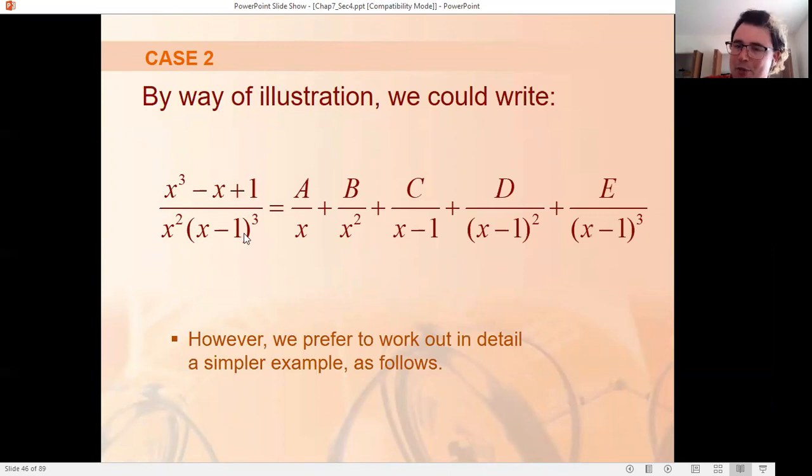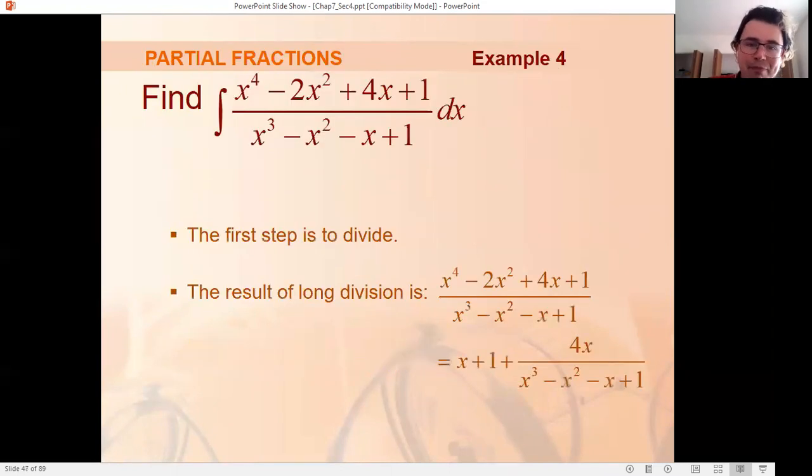The x minus 1 term occurs to the third power. So we're going to need a capital C on x minus 1, a capital D on x minus 1 squared, and a capital E on x minus 1 to the power 3. Okay, so we got 5 different fractions. You know, not that bad. We can do this. But for a case of showing how this works, let's go ahead and do something a little easier for just this time. Here's one that's a little bit easier.